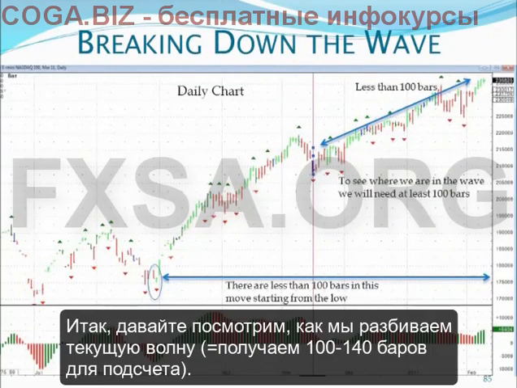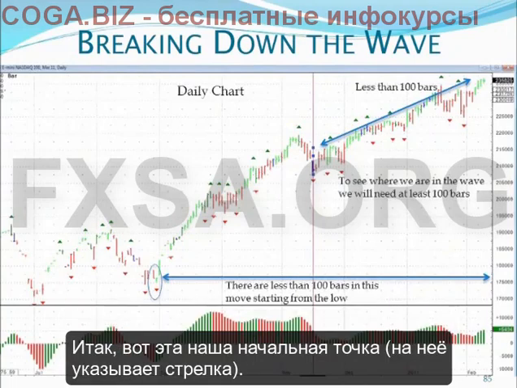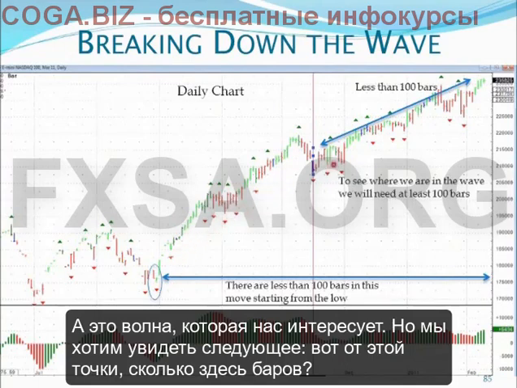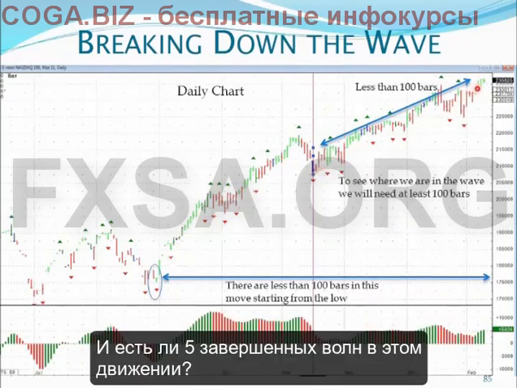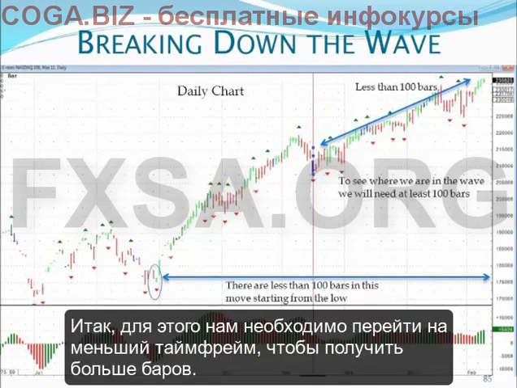So let's look at how we break down an actual wave. This is our starting point here where the arrow is, and this is the wave we're looking at. But what we want to see from this point is how many bars are here. We want to know if this part of the wave where we have divergence from the AO is over. There are 5 complete waves within this move here. So what we're going to have to do is go to a smaller time frame to get more bars.